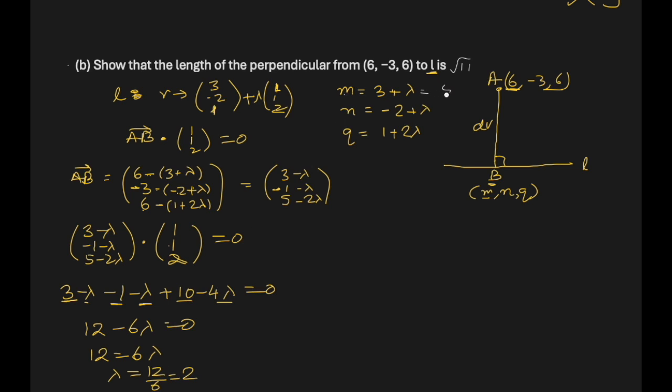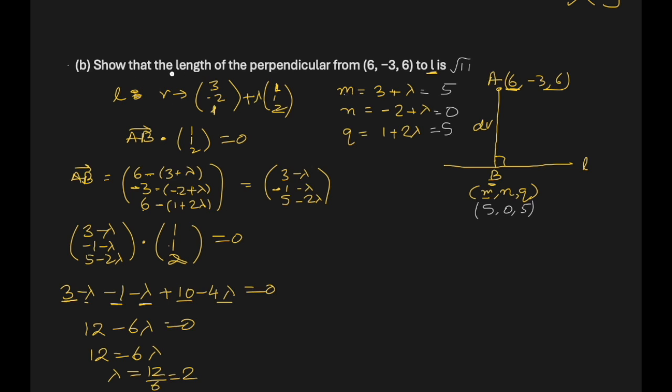3 plus 2, 5. Minus 2 plus 2, 0. And 1 plus 4, 5. 5, 0, 5. Positive? Yes. In all cases positive. So 5, 0, 5.